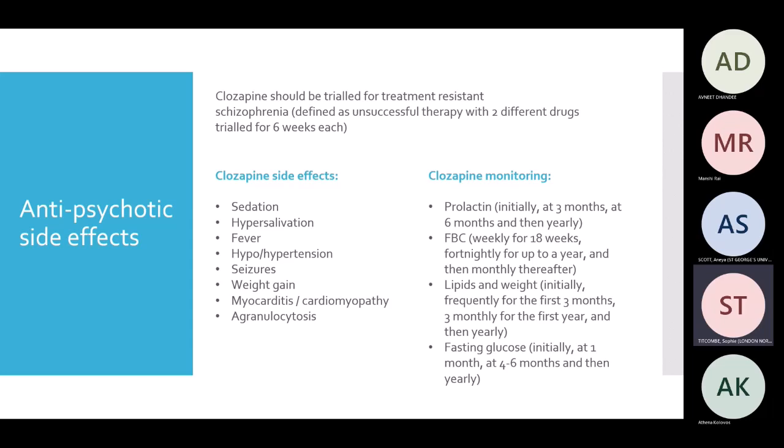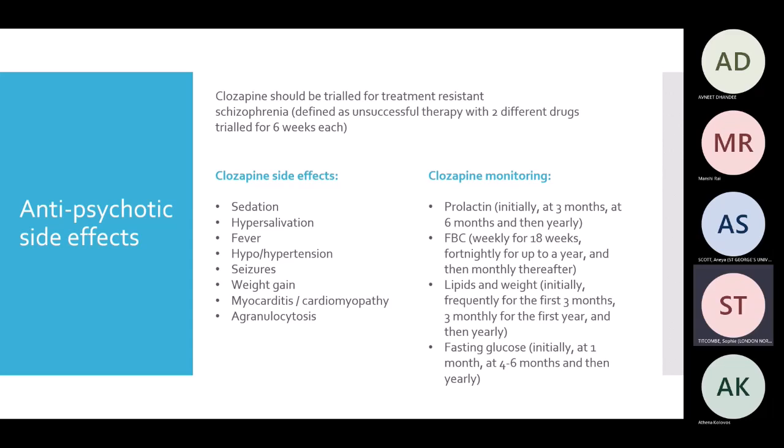Because of the risk of agranulocytosis, we want to be doing regular FBC monitoring. So for the first 18 weeks, you are going to be taking that FBC once a week to check for agranulocytosis. Between 18 weeks and 1 year, you're still going to be testing regularly, but it will be about every fortnight. And then once you've passed that 1 year mark, you can just do your FBCs once every month. So slightly less frequently, but still quite frequently in the scheme of things.